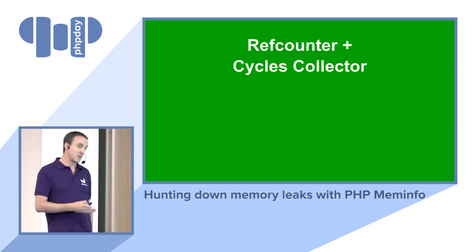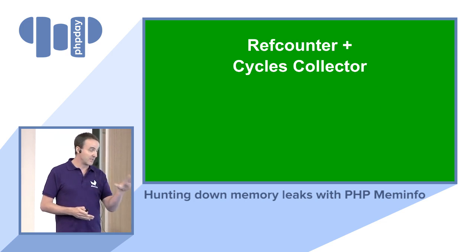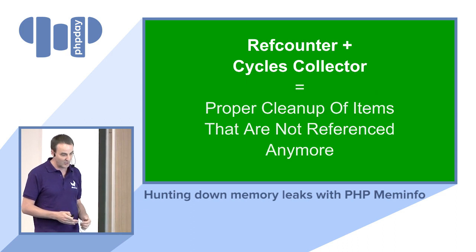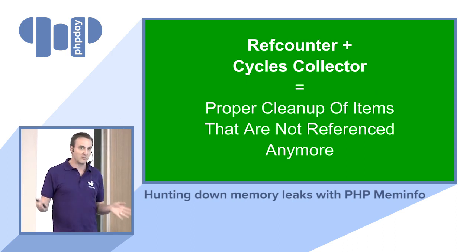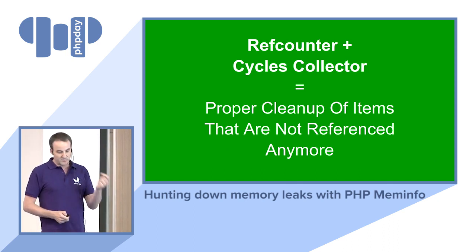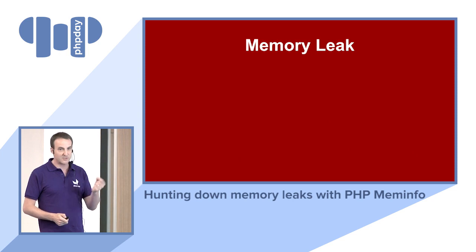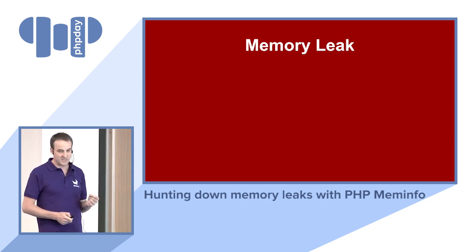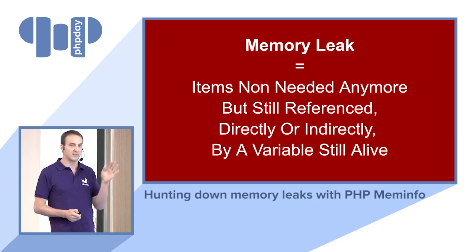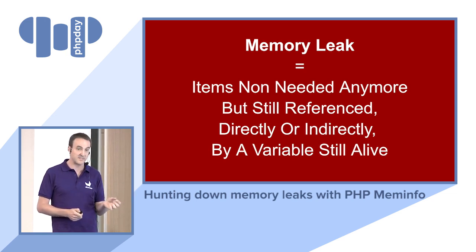So the cool thing with PHP is that with these two mechanisms, the ref counter and the circular references collector, there's a proper cleanup of items that are not referenced anymore. We have a proper way to clean up memory in PHP. The second thing we can deduce from this is that a memory leak is born in PHP only when there's an item not needed anymore, but that's still referenced by a live variable in your code.